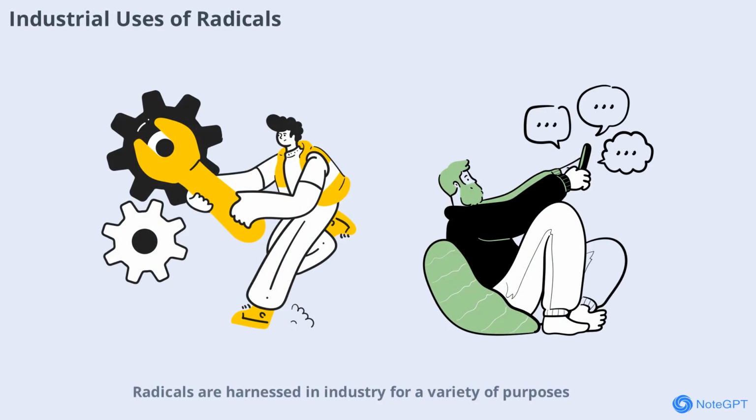Radicals are harnessed in industry for a variety of purposes. They are used in the production of polymers, the treatment of wastewater, and the synthesis of chemicals. By controlling radical reactions, industries can create materials with specific properties and improve environmental sustainability.